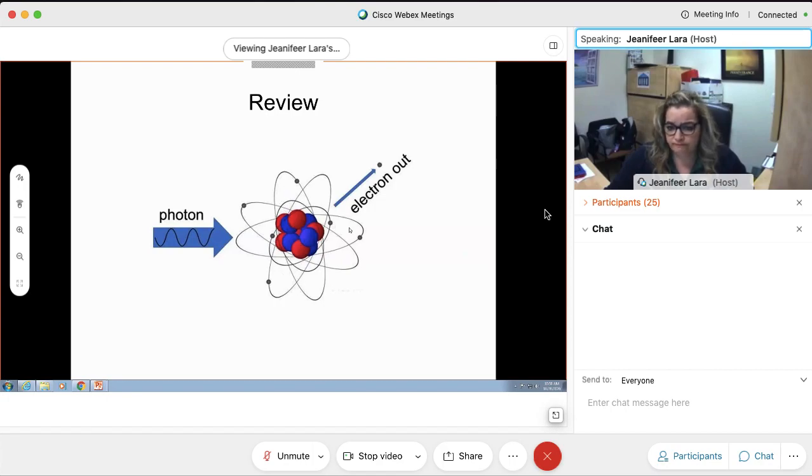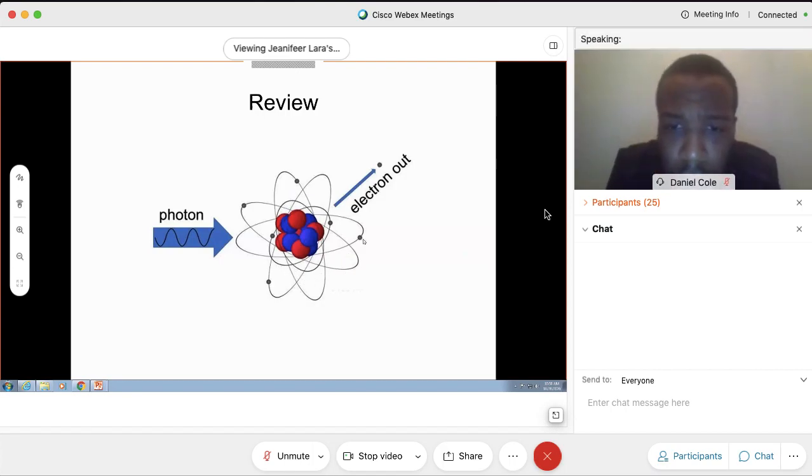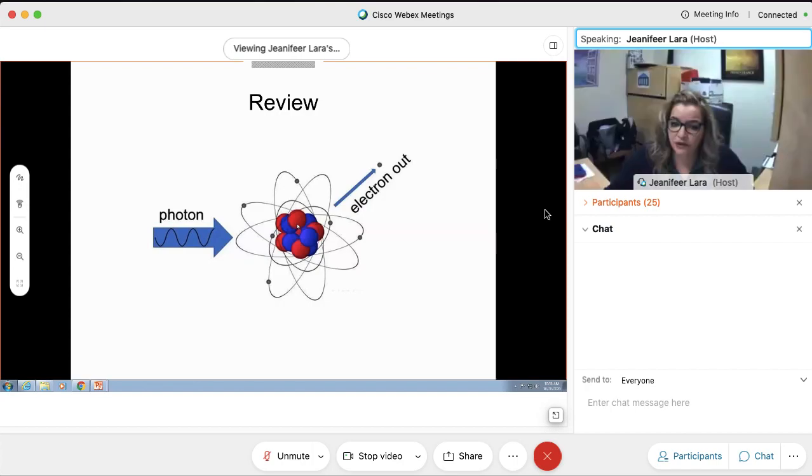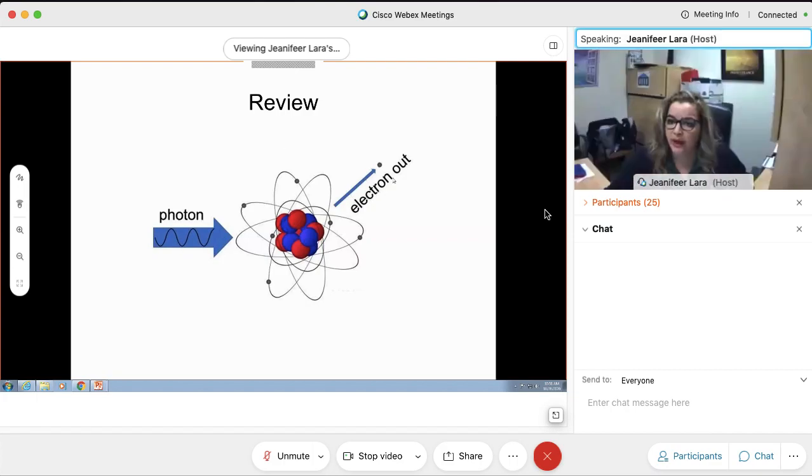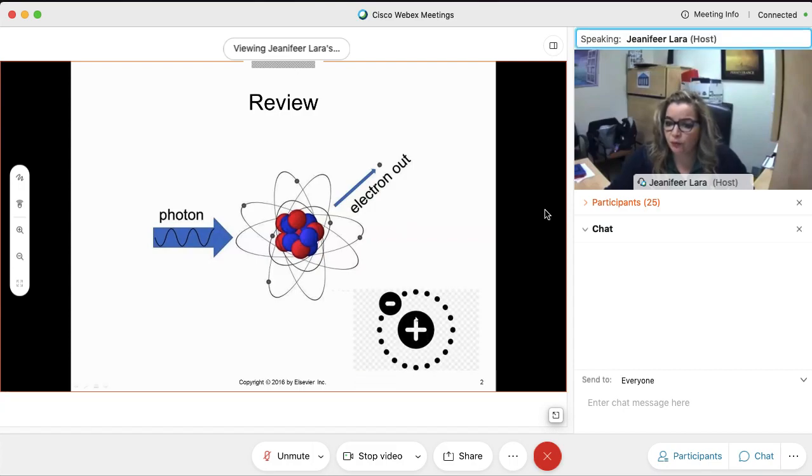Is that the shell? Well, these are shells. These are electrons. These are protons and neutrons. So what is the entire thing? An atom. Start with an A. Atom. So we have a photon entering the atom, and here we have an electron going out. The symbol for protons in this chapter is going to be the positive, and the electrons are going to be the negative.